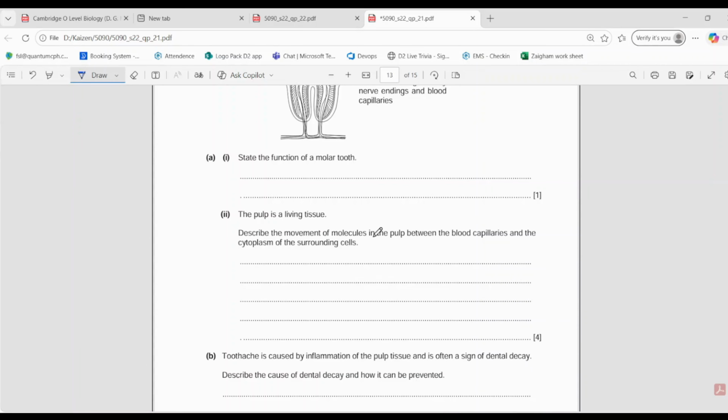Describe the movement of molecules in the pulp between the blood capillaries and cytoplasm of the surrounding cells. Like how do they move?